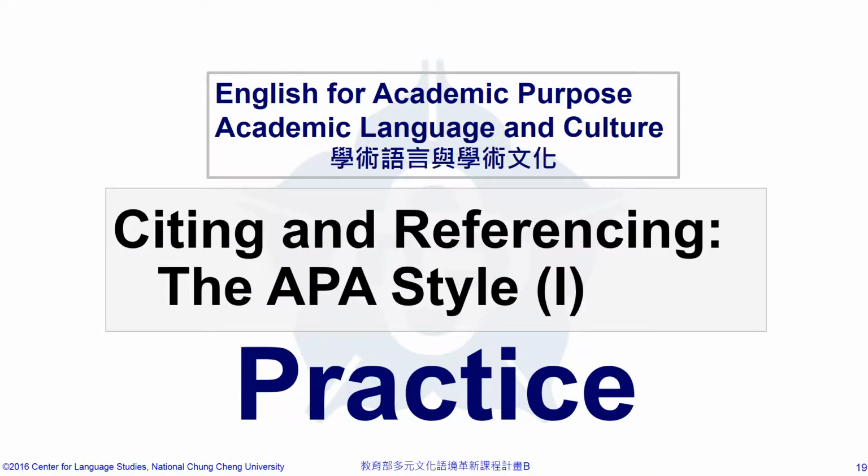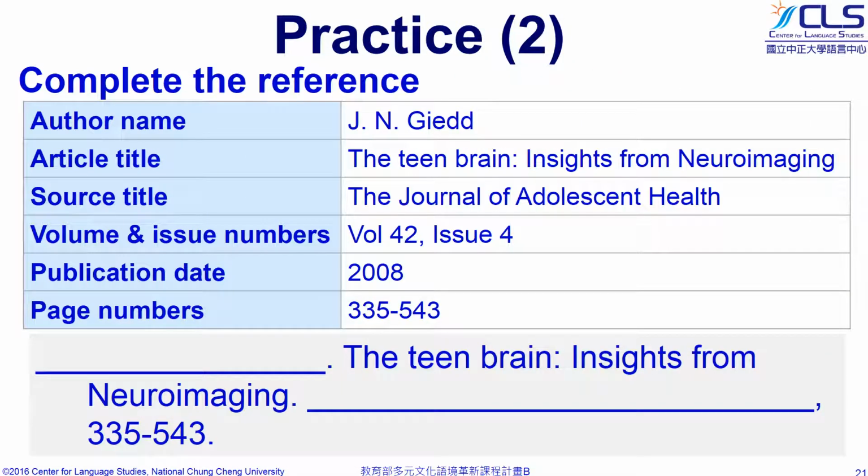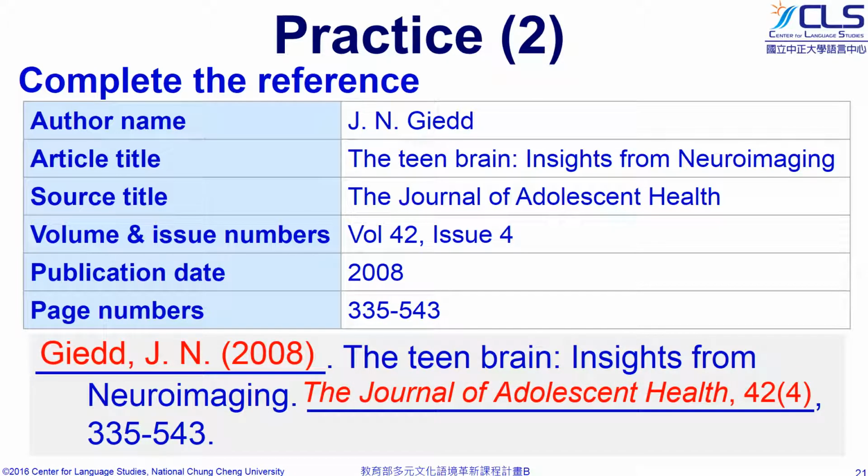Now let's practice what we have learned. For practice 1, let's complete the 2 citations in text with the information provided using direct quotation. We can either put only the page number or all the 3 elements at the end of the quote. Next, please complete the reference of the journal article. We should begin with the author's name and publication date. Italicize the title of the journal and include volume, issue, and page numbers at the end.